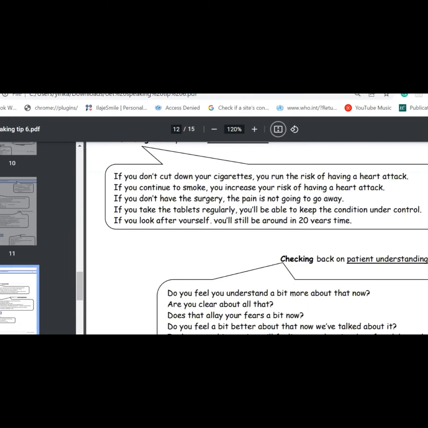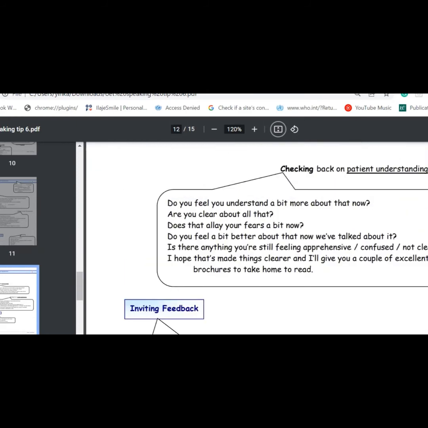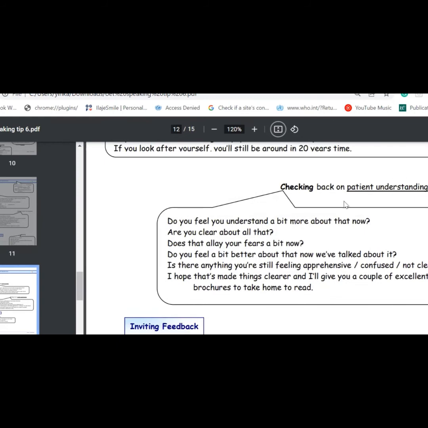Informing, checking. So this is checking for understanding. Remember I told you that you need to check your patient's understanding. So these are the kind of questions you can ask to check for patient understanding. Like, do you feel you understand a bit more about that now? Do you feel a bit better about that now that we've talked about it? That is checking patient understanding. Or do you understand what I just told you about this and this? So you need to be able to be clear. Are you clear about all that? So that's how to check understanding.